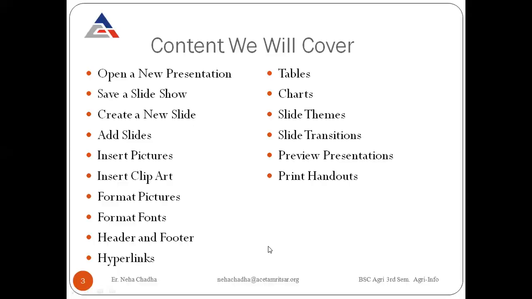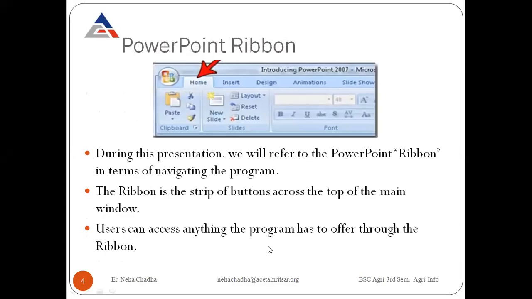Let's discuss theoretically the topics that we have covered so far. First is the MS PowerPoint ribbon, all the tabs or options that are available to you over the ribbon. During this presentation, we will refer to the PowerPoint ribbon in terms of navigating the program. The ribbon is a strip of buttons across the top of the main window. Users can access anything the program has to offer through the ribbon. Means whatever changes or options you want to access, you can go with the options or tabs that are available on your ribbon.